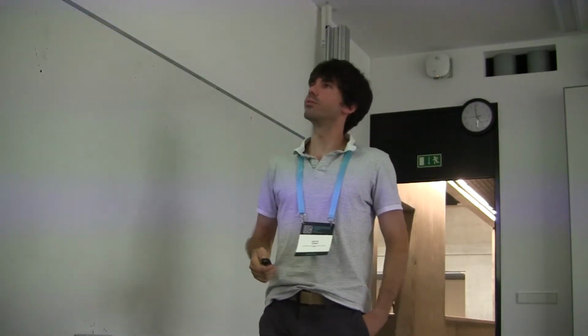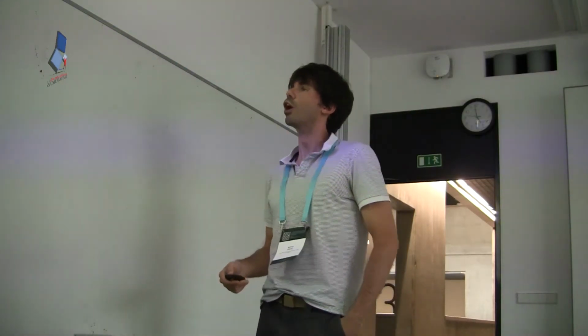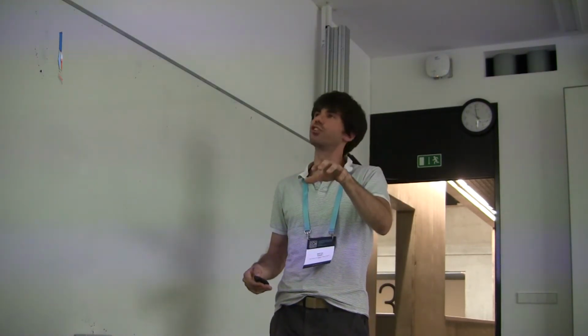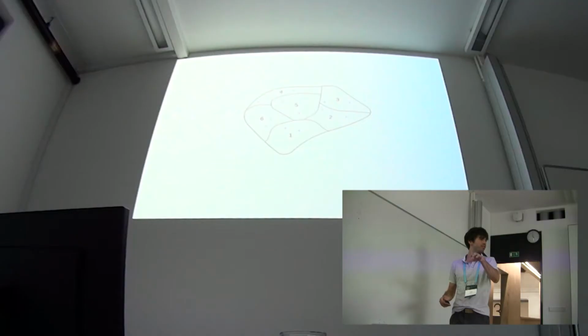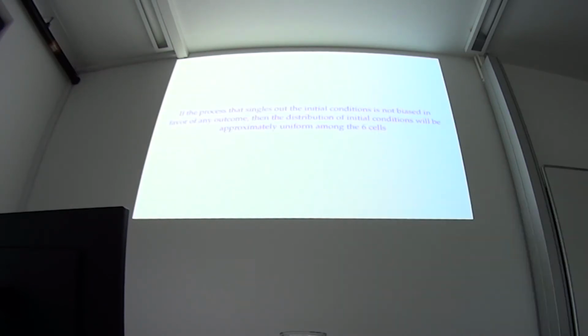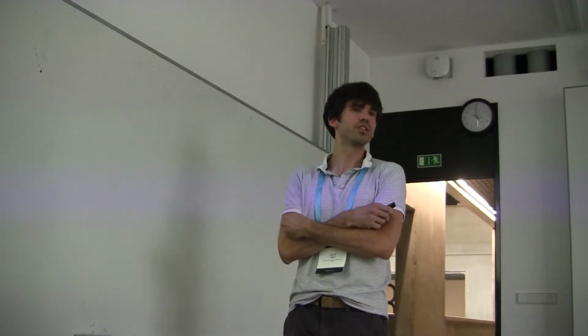Now, one might think, yes, of course, if the rolling of the die is such that it is biased in favor of a particular outcome, there is no wonder that we will not get the uniform distribution. But one might say, if the process that singles out the initial condition is such that it is not biased in favor of any outcome, then the distribution of initial conditions will be approximately uniform among the 6 cells.